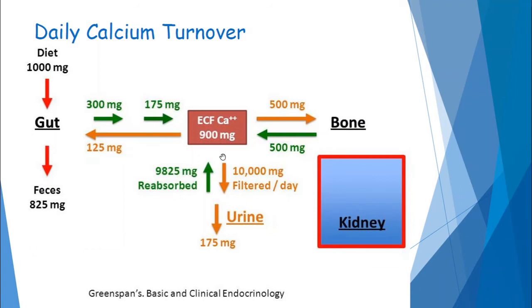And considering the urine, about 10,000 milligram is filtered per day, and about 9,825 milligram will be reabsorbed, and a very small amount is excreted in the urine. So this will indicate how much is being excreted and how much is being absorbed.